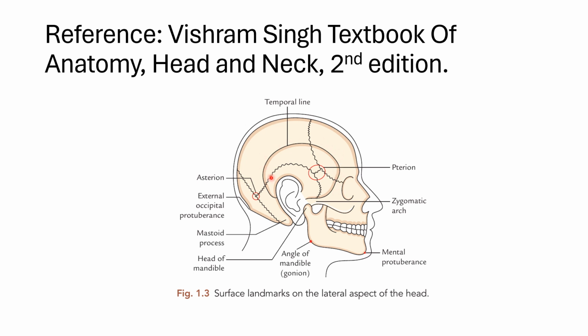Now just revise your bones. Then this is the mental protuberance, this is the zygomatic arch. Yes, or read all the specific names like pterion, asterion, you must read. This is the mastoid process. This is the ear, this is the place of the ear. Yes, here is the external auditory meatus. This is the mastoid process, right?